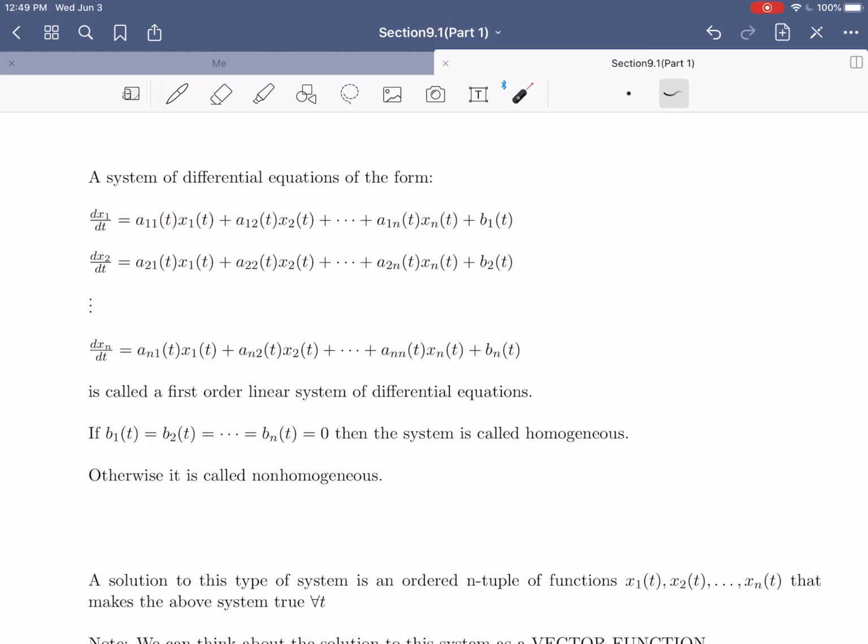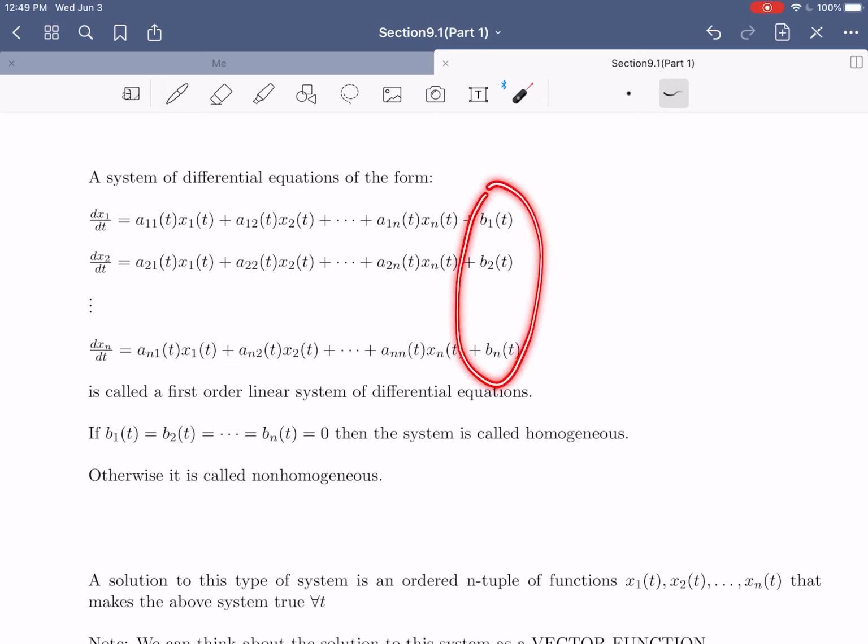That's very similar to what we learned when we learned about linear differential equations. We said we can't have any functions of the dependent variable y, but we are allowed to have functions of the independent variable. Here, the independent variable is going to be t, so our coefficients are going to be functions like a11 of t, a12 of t, down to a1n of t, and then so on, a21 of t, a22 of t, a2n of t, and so on.